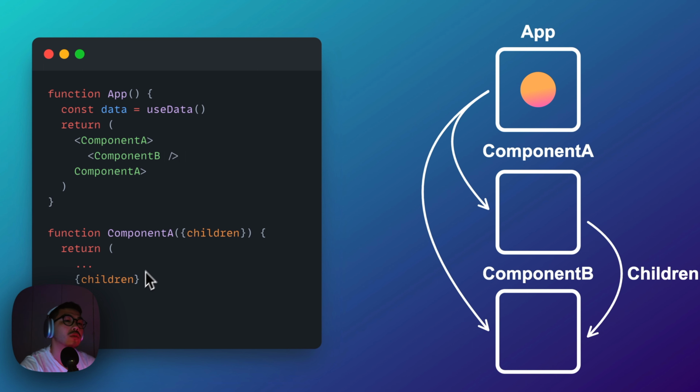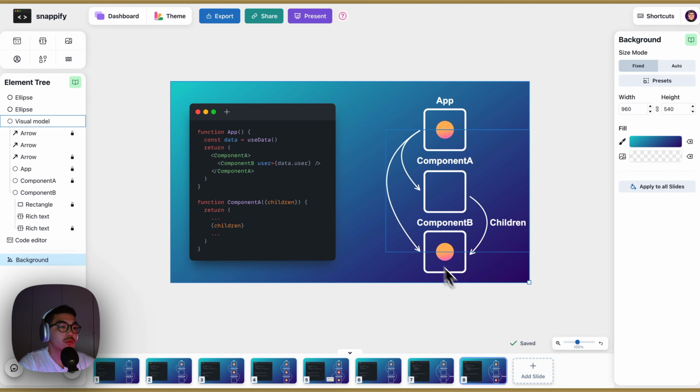We can actually utilize the children. So component B is passed as children to component A, which is also here designed with these visuals, and the circle can actually pass to component A directly, which is happening here. So we have here the user data, which is passed to component B, and the circle is moving to component B. So that's perfect.